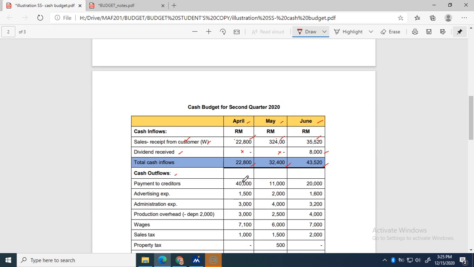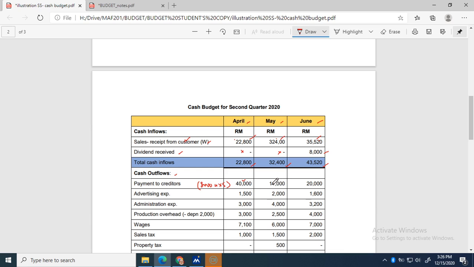Okay, for April, you refer to the February purchase. The February purchase is 8,000 units. So one unit is 5 ringgit, so you pay in April 40,000.